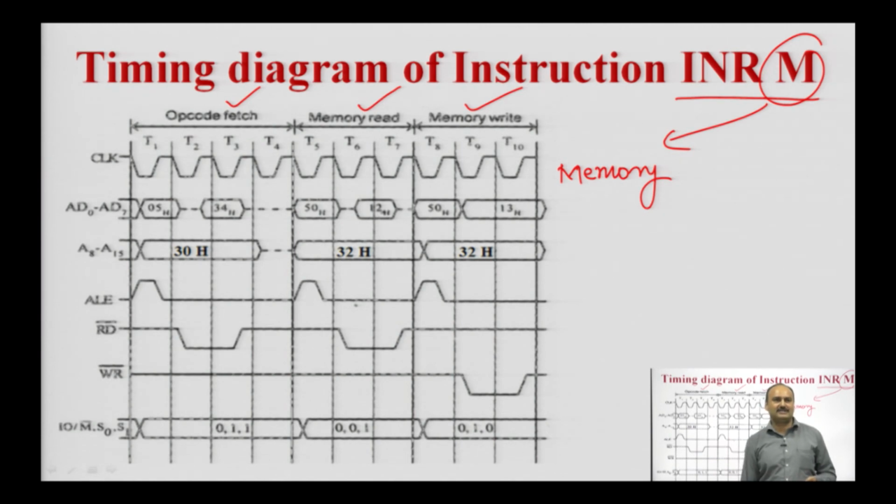The opcode fetch machine cycle requires 4 T states to execute the opcode fetch operation, that is T1, T2, T3, T4. For the memory read machine cycle, the processor requires 3 T states. For the memory write machine cycle, the processor again requires 3 T states.